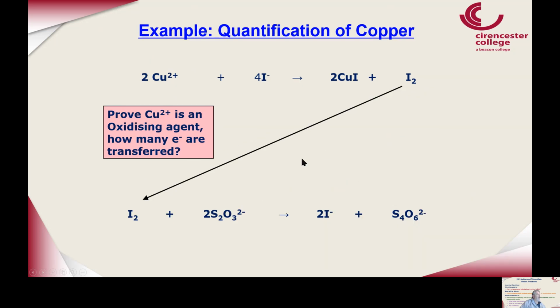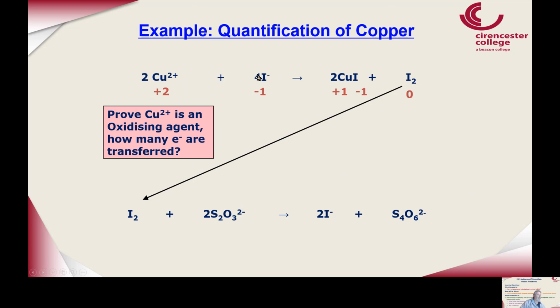So we can prove that copper is an oxidizing agent. How many electrons are transferred? So we're going from +2 to +1. So the copper is gaining an electron, but it's gaining 2 electrons because there's 2 copper ions changing. So +2, that's -1, there the copper is +1. The iodide is -1 here, and it's 0 there.